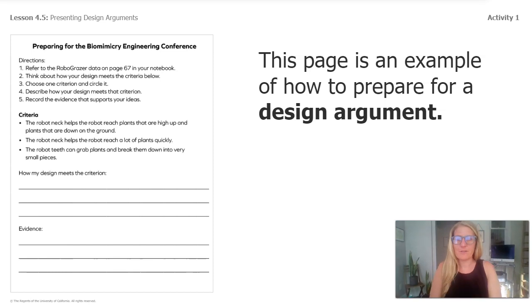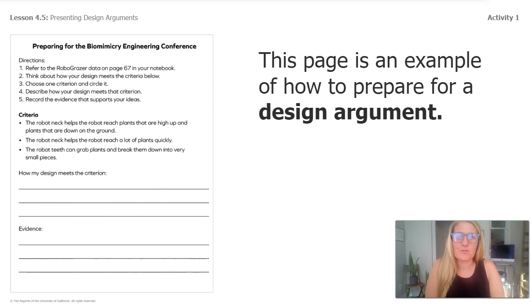This page is an example of how to prepare for a design argument. And it says here the directions. You want to look at what data we've collected, which might be going back to look at a video from before this. You want to look at the criteria and then think about how your design met each piece of the criteria. So how did it actually answer each part of those, the robot neck and the robot teeth. Then you'll use evidence from your tests and things that we did together to support your idea.